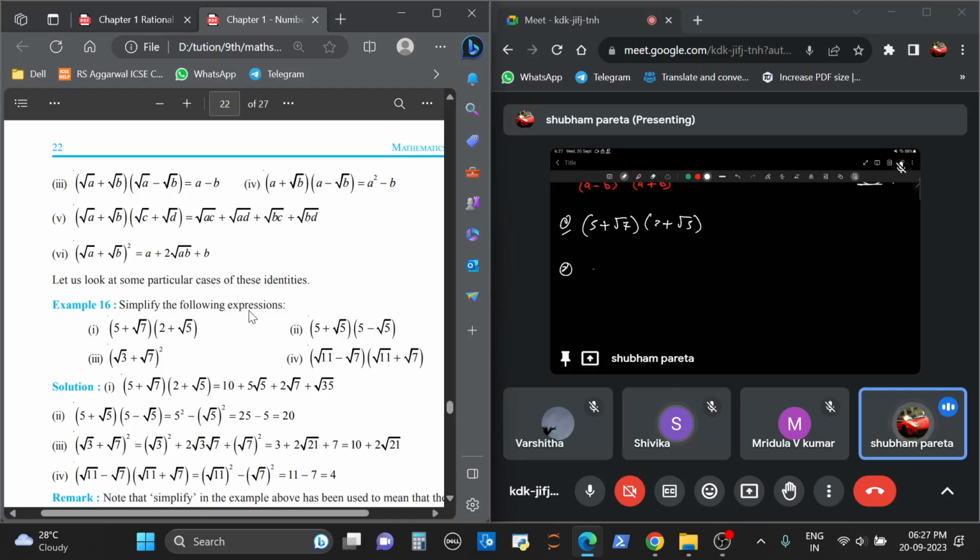And the second question is 5 plus under root 5, 5 minus under root 5. Please do this. So you have written 2 plus root 5? No, this is 5 plus root 5, first. Yeah, 2 plus root 5.